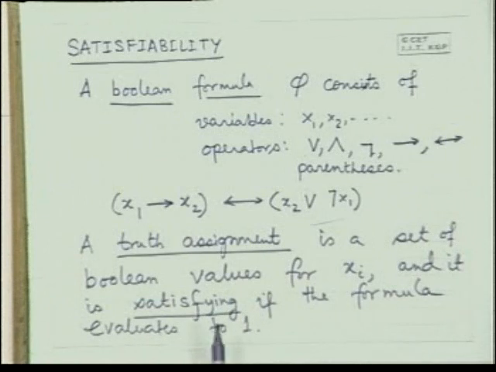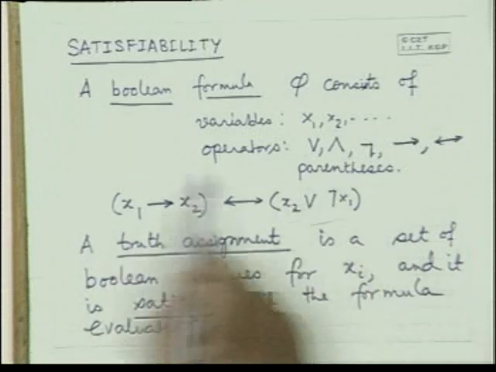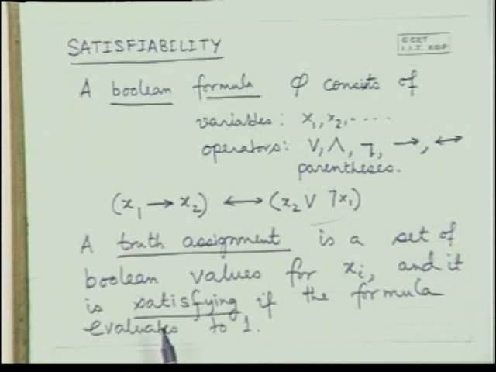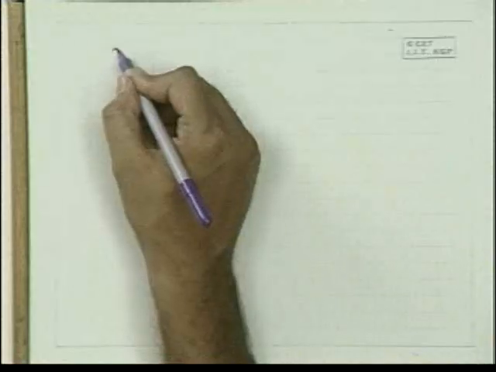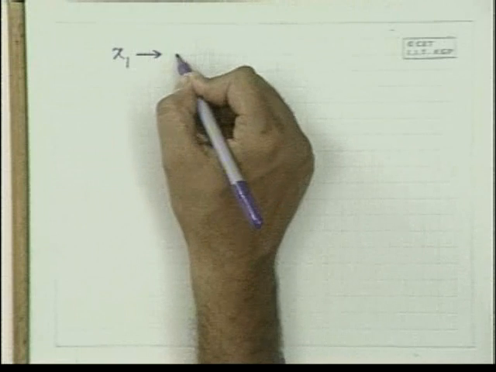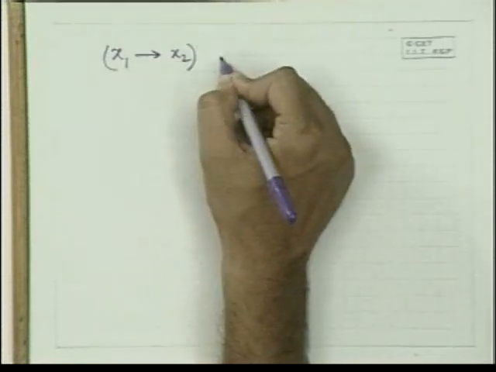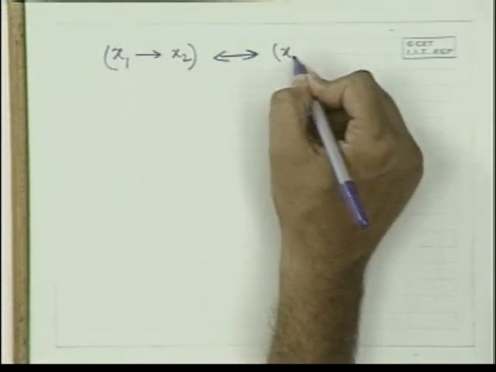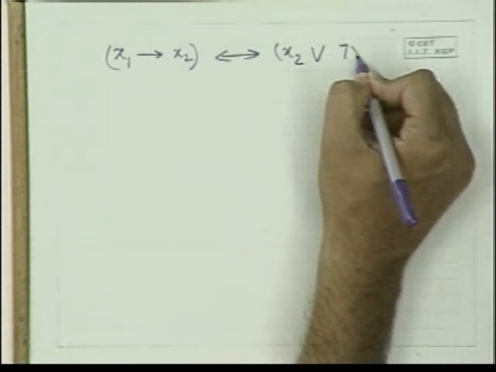So a truth assignment to this formula is a set of values for its variables for which this formula will evaluate to true. That's the truth assignment, because there can be many assignments to these variables. So for example, for this particular formula, let me take x1, x2, implication x2 or not of x1.